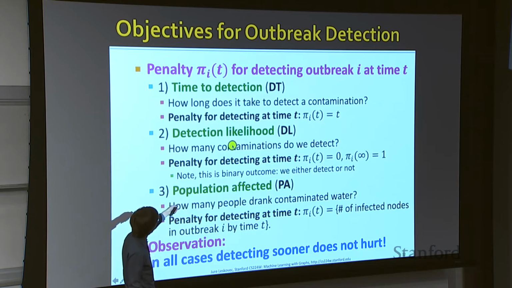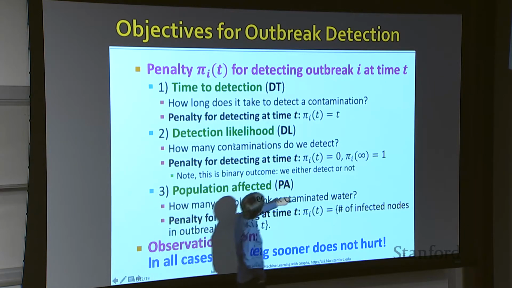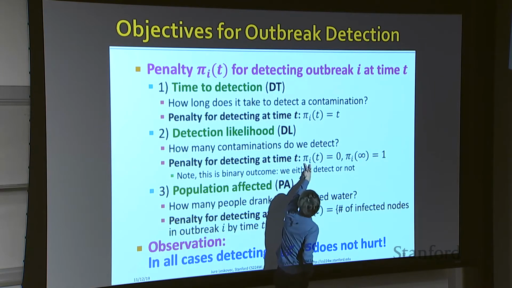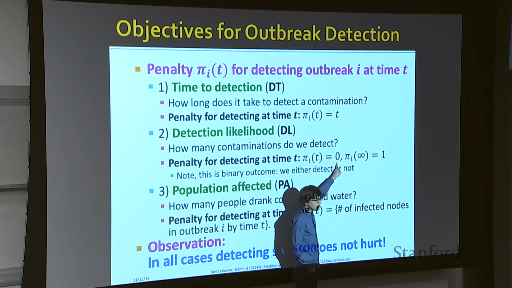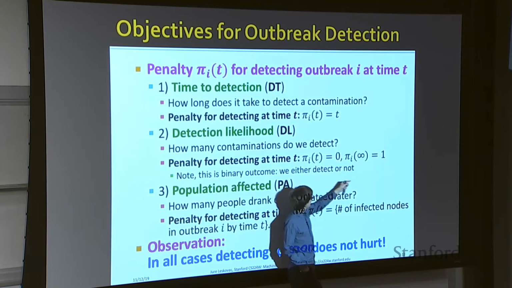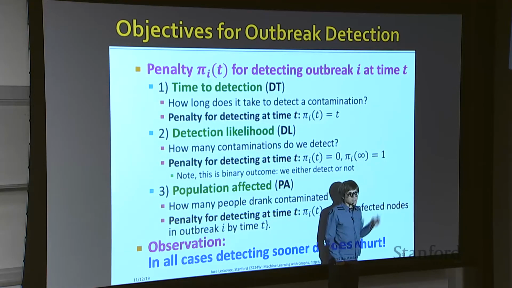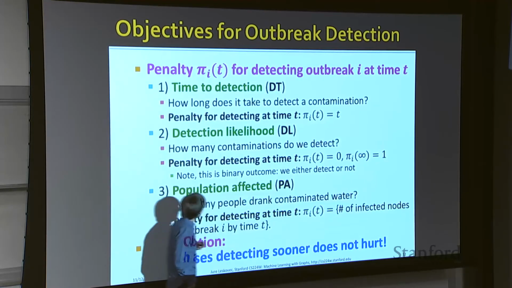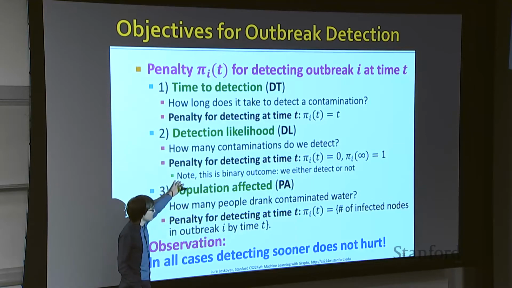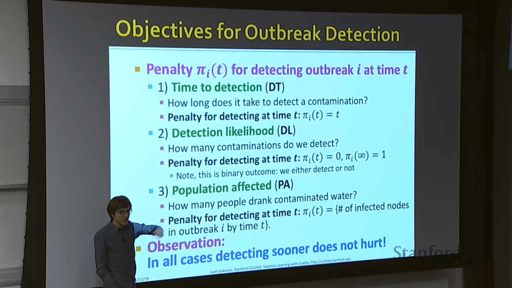Then detection likelihood says, if I detect, I get 0 penalty at any time t, and if I don't detect, which means that I only detect at time infinity, I get a penalty of 1. Okay? So here, this is a binary outcome. I either detect or not. I don't care when.